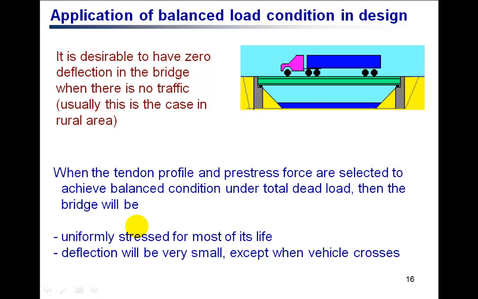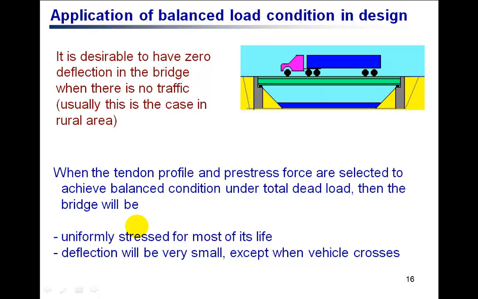So it is desirable to achieve zero deflection in bridges when there is no traffic. What is usually done, for a case of rural areas, is that the bridge is designed in such a way that when there is no large traffic going on, it is in the balanced condition. So when the tendon profile and pre-stress forces are selected in such a way that the balanced condition is achieved, the bridge will be in uniformly stressed conditions for most of its life, so there won't be any cracks appearing on it, and there won't be any deflection as well.